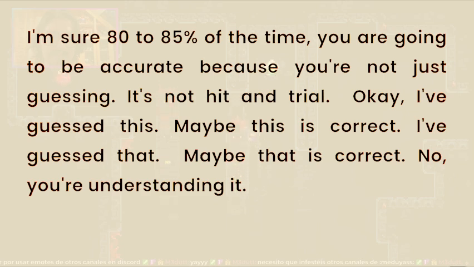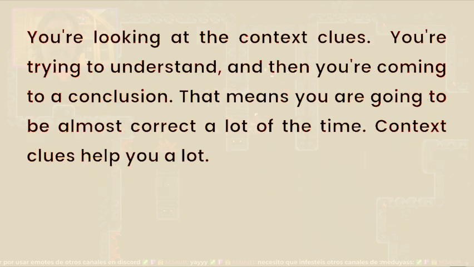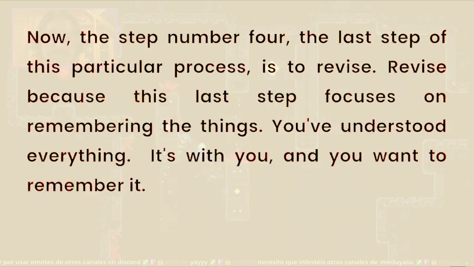Okay, I've guessed this. Maybe this is correct. I've guessed that. Maybe that is correct. No, you're understanding it. You're looking at the context clues. You're trying to understand, and then you're coming to a conclusion. That means you are going to be almost correct a lot of the time. Context clues help you a lot. Now, the step number 4, the last step of this particular process, is to revise. Revise because this last step focuses on remembering the things.